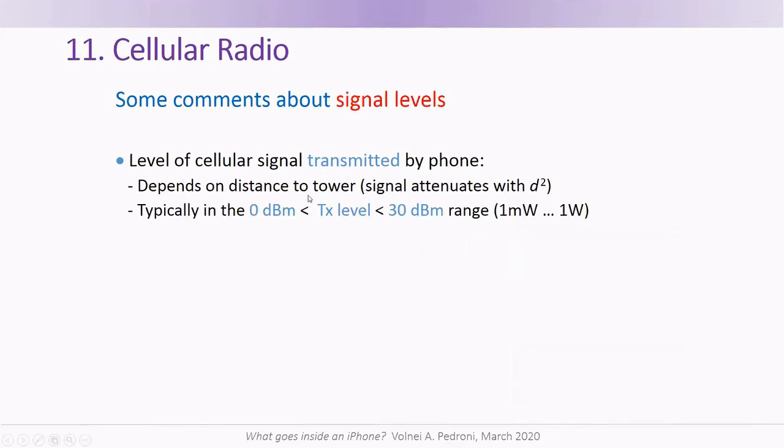Now about the level of the signal transmitted by the cell phone. It depends on the distance to the tower. It has to be relatively strong because the signal attenuates with the square of the distance. And typically, it falls in this range here between 0 and 30 dBm, meaning 1 milliwatt up to 1 watt. If you are close to towers, then the signal is close to 0 dBm. If you get away from towers, for example, if you are traveling, it grows a little bit here. Of course, communication when you are away from towers causes your battery to last less.